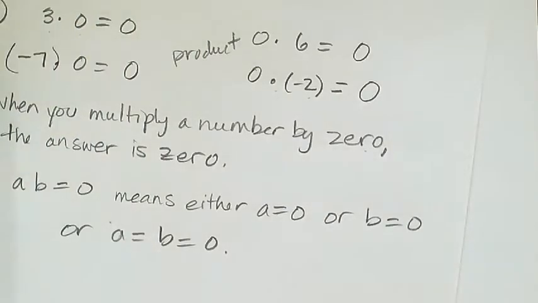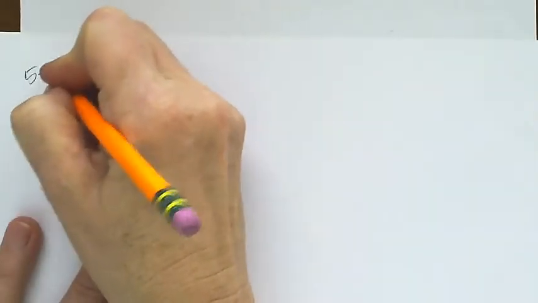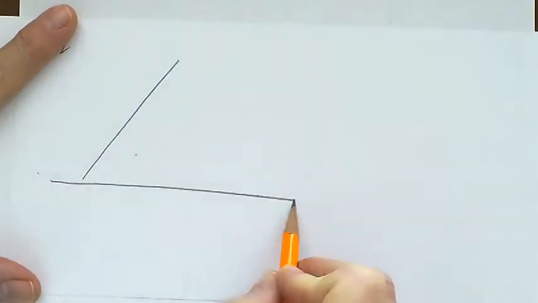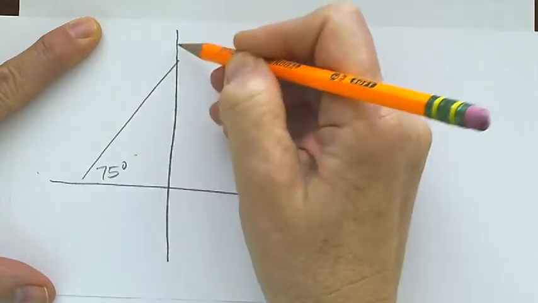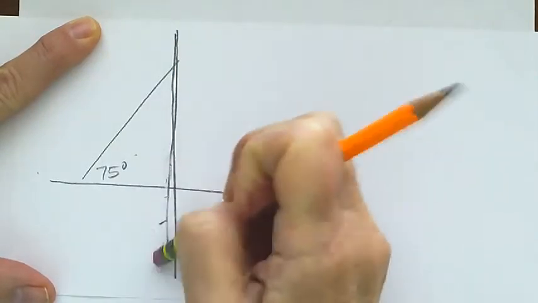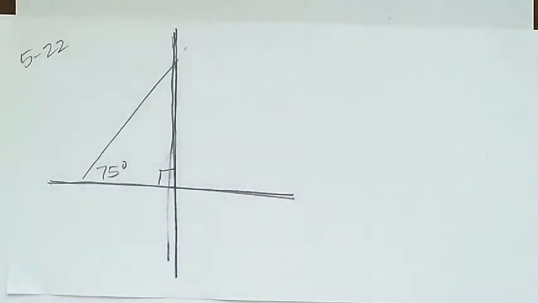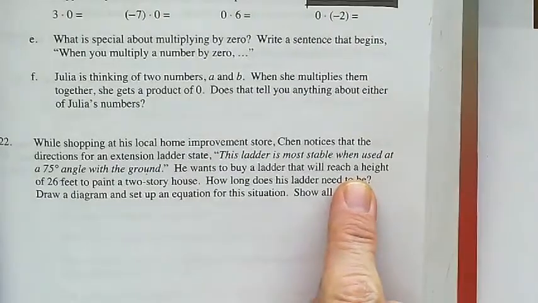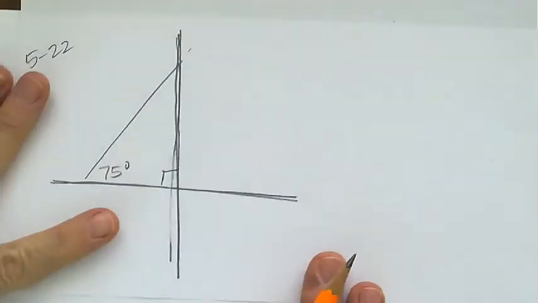Okay, so we have to draw the ladder, and the ladder is creating a 75-degree angle with the ground. Okay, and he's painting a 2-story house. So we know it's going to look like a right triangle, right? Okay, then it said he wants to buy a ladder that will reach a height of 26 feet. So my height is 26 feet. Which one is my height?